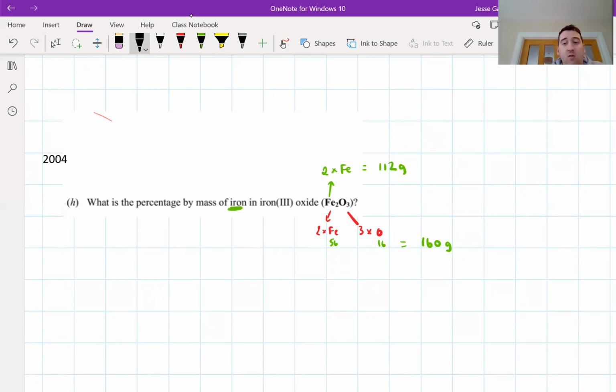So we use the same formula we used before. We put the grams of the element up top. We don't need the gram sign. Divided by the grams of the whole lot, 160. And then we times it by 100 over 1, because there's 100% in every one whole. And when you do that, you're going to get 70%. So 70% of this whole substance, iron 3 oxide, is actually made up of the iron.